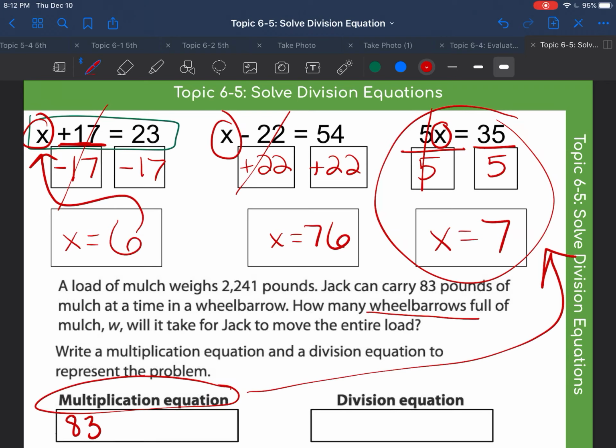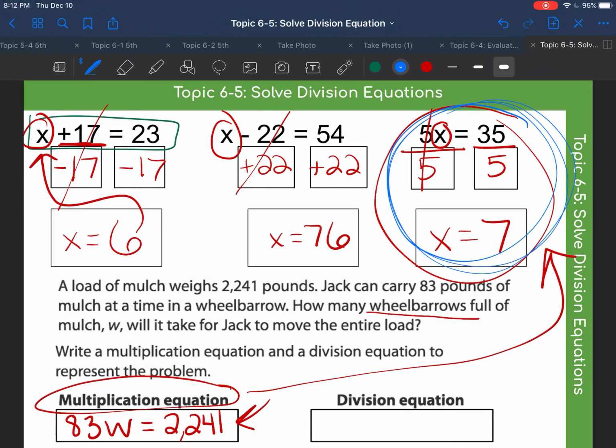So it would be 83 pounds in a wheelbarrow times however many wheelbarrows he can carry to get a total of 2,241 pounds. All right. Now, our division equation would technically be solving that multiplication equation, just like we did up here.